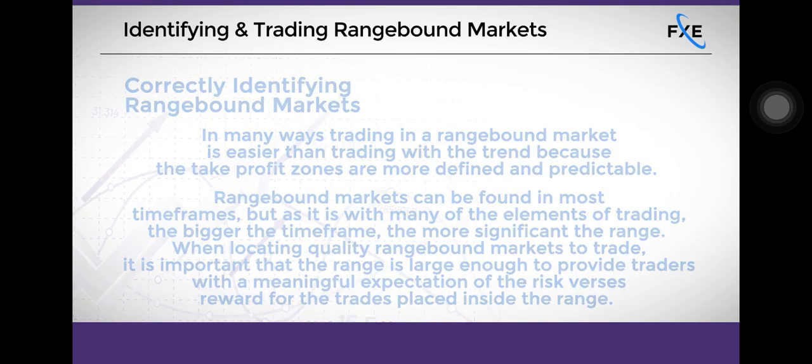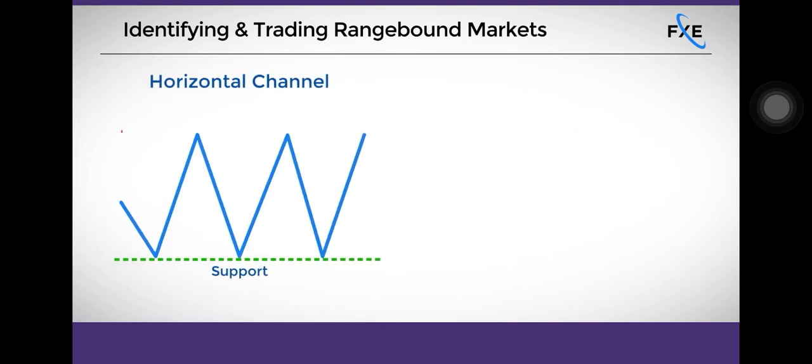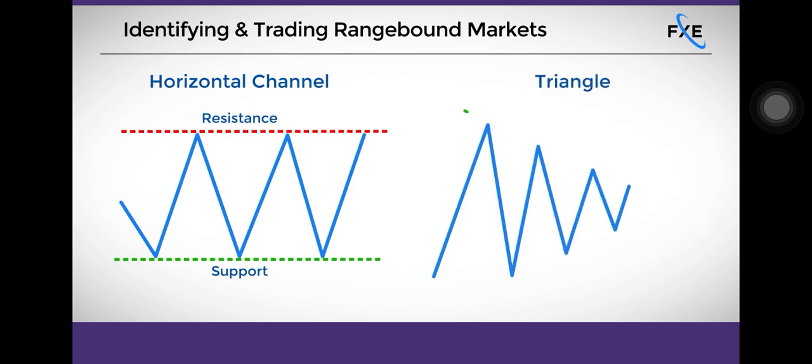There are some key considerations when you're identifying a range-bound market, and depending on the time frame, the range can be constrained by support and resistance lines or by triangles. It is important to remember that triangle patterns are still reliant on support and resistance, but unlike a channel, support and resistance lines do not run parallel to each other.